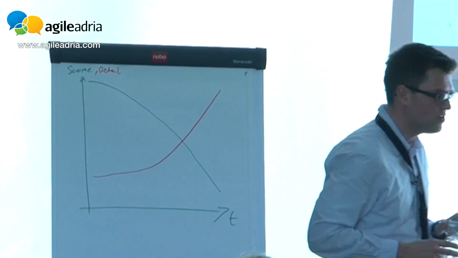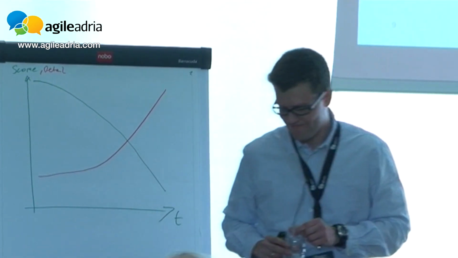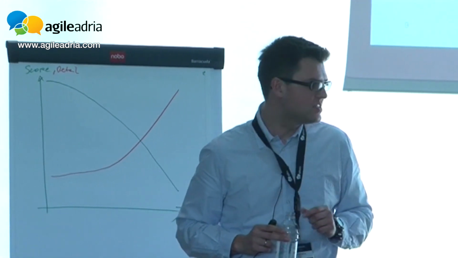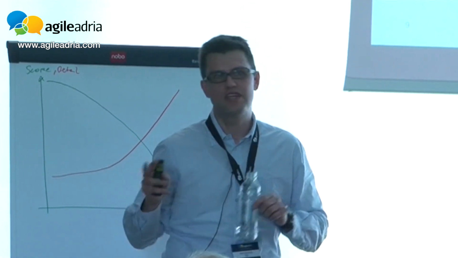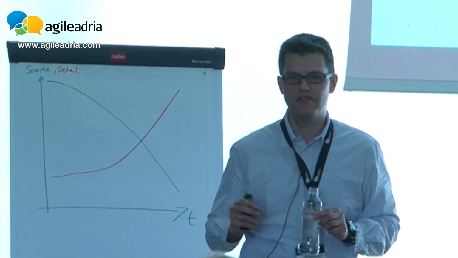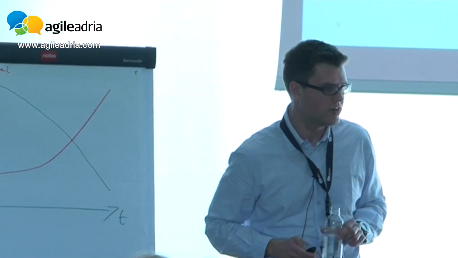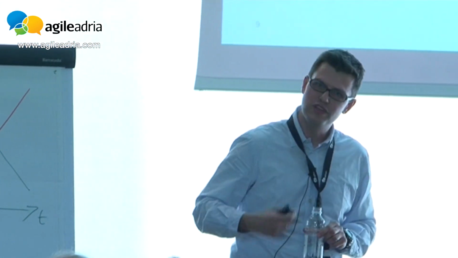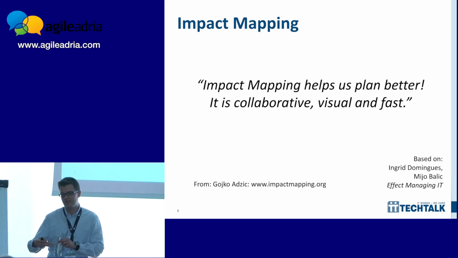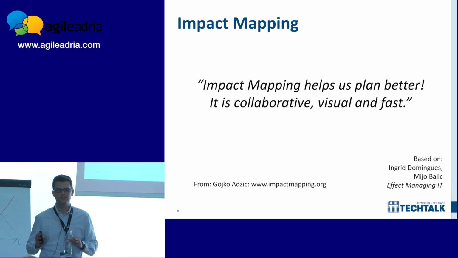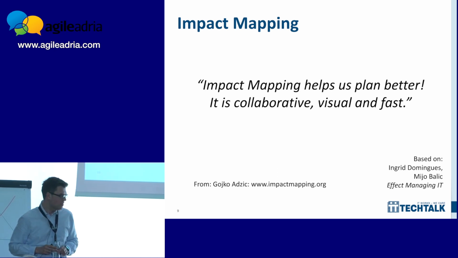It's a method which is quite visual, and it's based on several works. One of them is called effect mapping, and yeah, Gojko has pushed this topic quite far. So I want to just briefly show you how you can use goals in a project to guide what kind of scope you actually want to build.